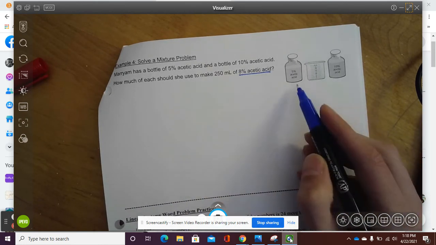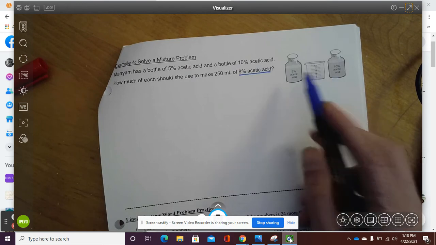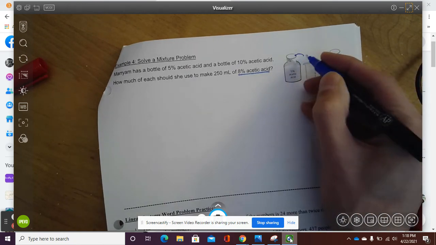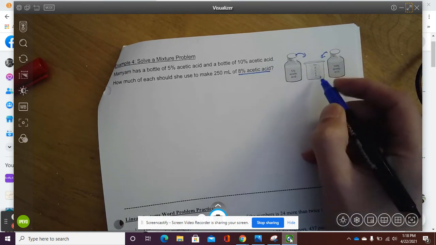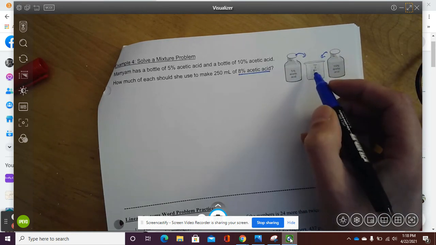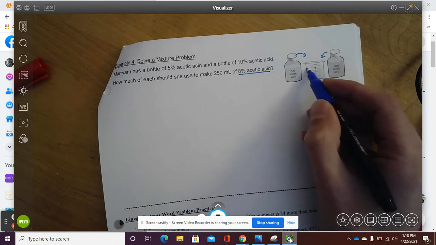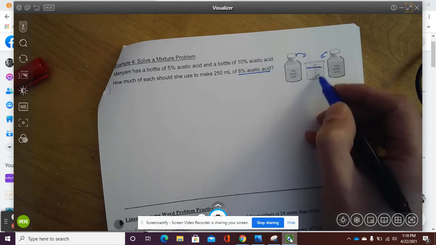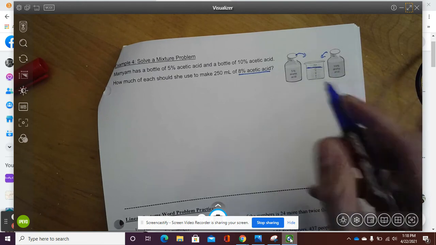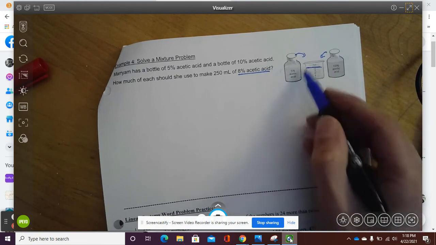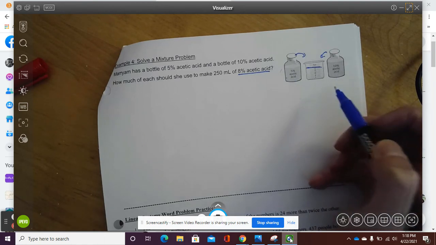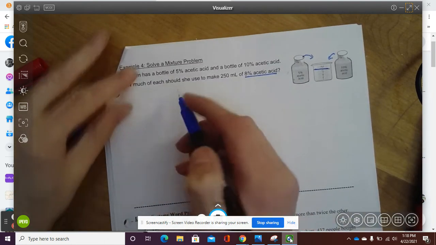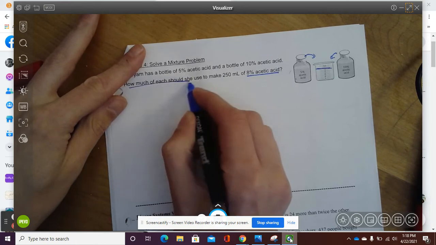So instead, I've got some 5% acid and some 10% acid, and I want to pour some 5% acid and some 10% acid into this measuring cup, and I want to fill this up, so I'm going to get 250 mL, and 8% of that solution is acid. So what 5% acid means is in this bottle, I've got 5% pure acid and 95% water. And same with the 10%. So how much of each should we use?